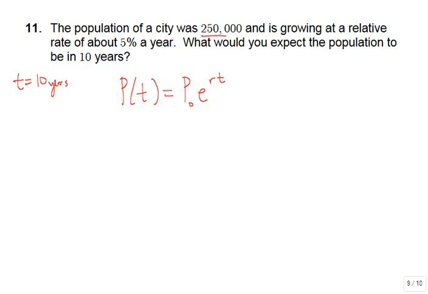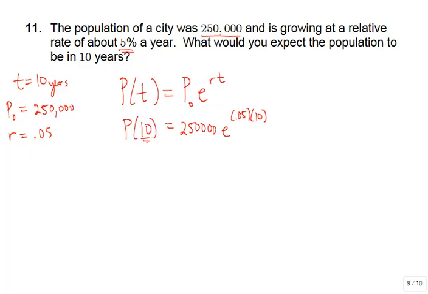we know that the population of the city initially was 250,000, so our P sub 0 is 250,000, and it's growing at a relative growth rate of 5% per year. So our r as a decimal would be 0.05. So we're trying to find P of 0, which is 250,000, times e to the r, which is 0.05, times t, which is 10 years, and what this is finding for us is the population at 10 years.